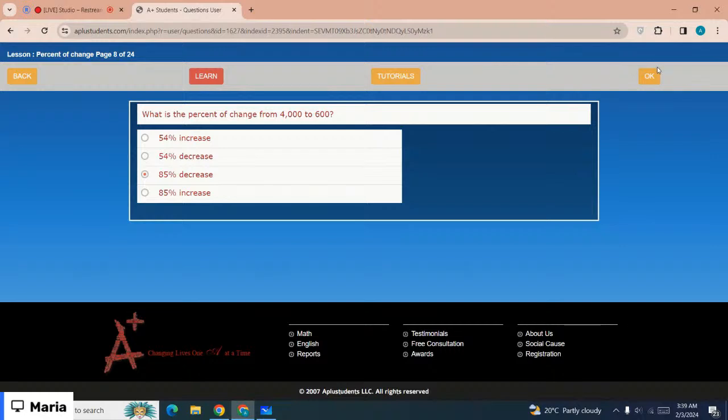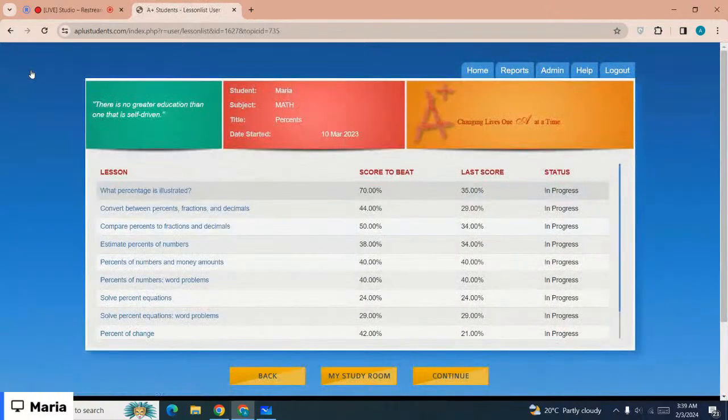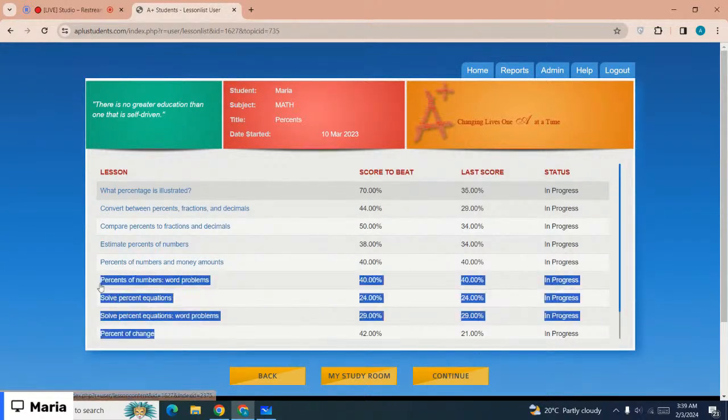Okay, you can complete the lesson by yourself later today. So, we were working on grade 7 math. The chapter we're working on is percents, and the lessons we have covered today are percent of numbers and money amount, solve percent equations, and percent of change.